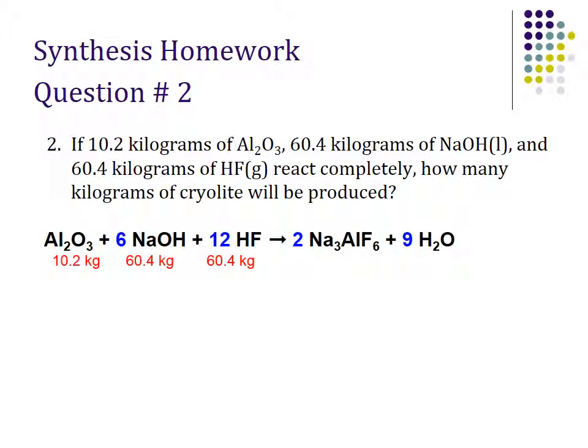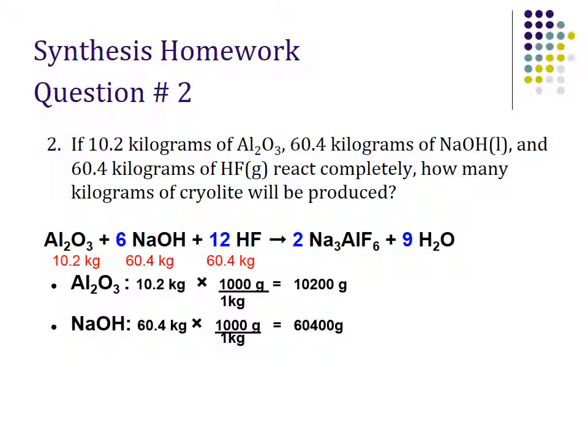We are going to start with Al2O3. We have 10.2 kilograms, and we want to convert that to grams. We multiply 10.2 kilograms by 1,000 grams over 1 kilogram, which is the conversion factor, and we get 10,200 grams. We follow the same procedure for the remaining reactants. For NaOH, we get 60,400 grams, and for HF, we also get 60,400 grams.